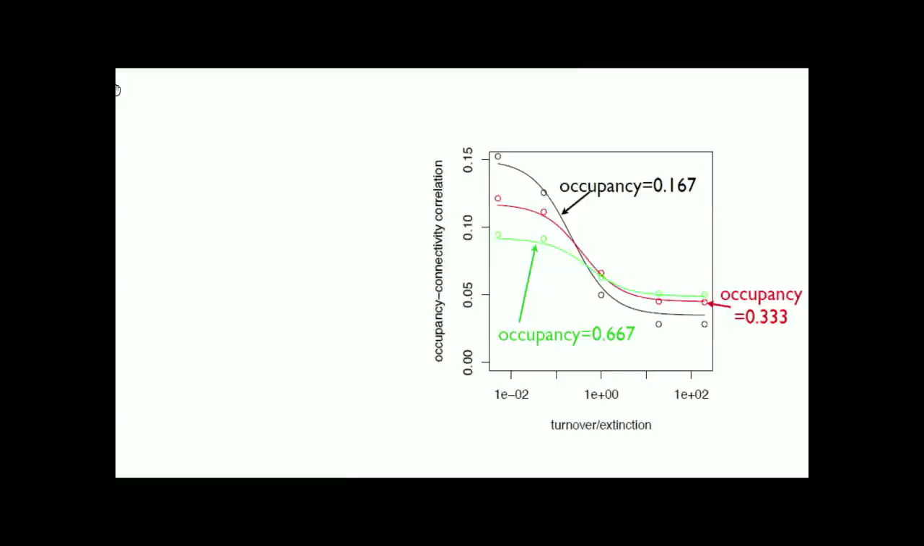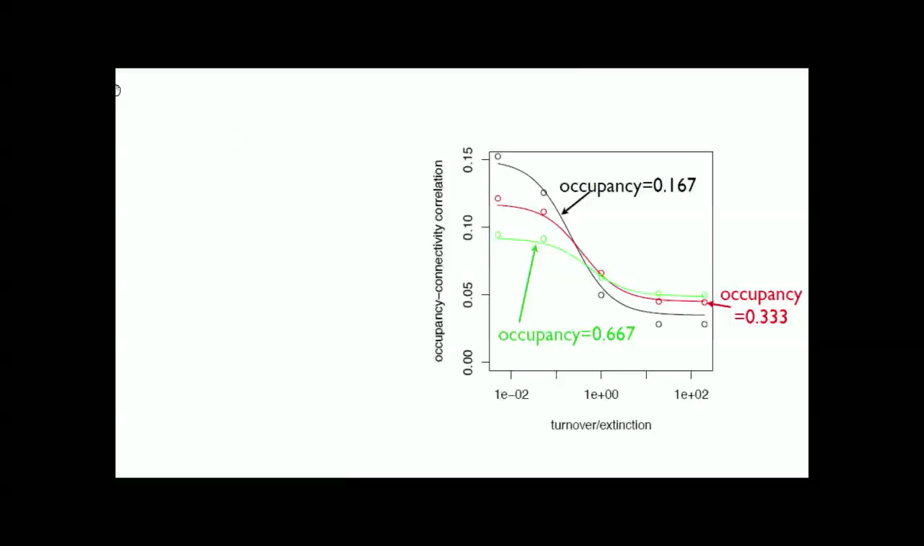So this is a graph which illustrates the effects of different metapopulation parameters on this correlation. Here's the correlation coefficient between occupancy and connectivity. These three lines are for different average patch occupancy. In green, I've got a relatively high occupancy, so two thirds of the patches are occupied. And in black, I have a relatively low occupancy, so only one in six is occupied. And this summarises the patch turnover dynamics within the metapopulation. So over here, the patches turn over very slowly and the landscape is effectively static.